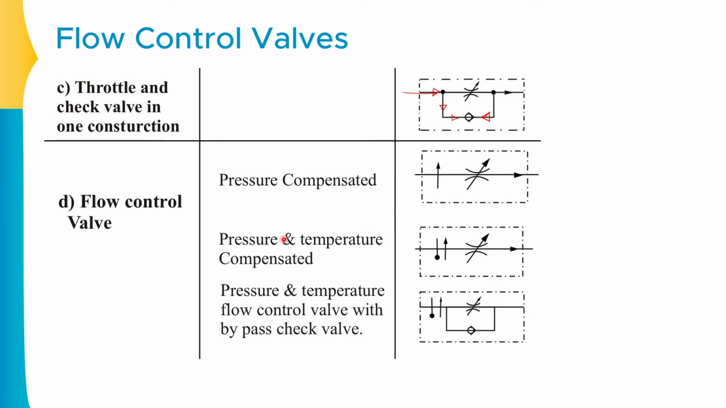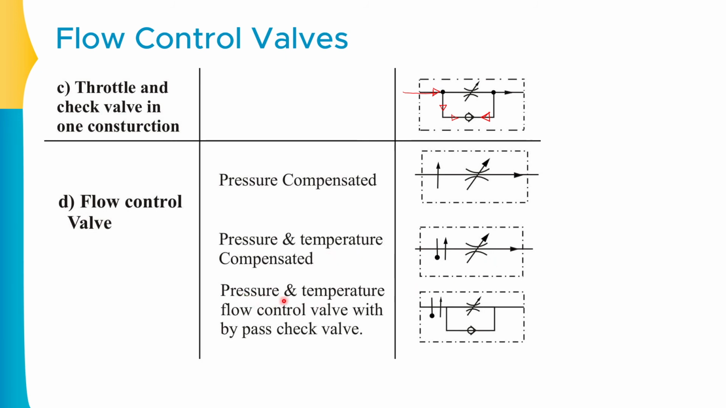The next type of valve is the pressure and temperature compensated valve. Now, as you have understood pressure compensation, temperature compensation is a similar kind of thing. That means the pressure and temperature will be compensated, and no matter the pressure and temperature, the flow will be constant through this specific valve. This is how this valve operates.